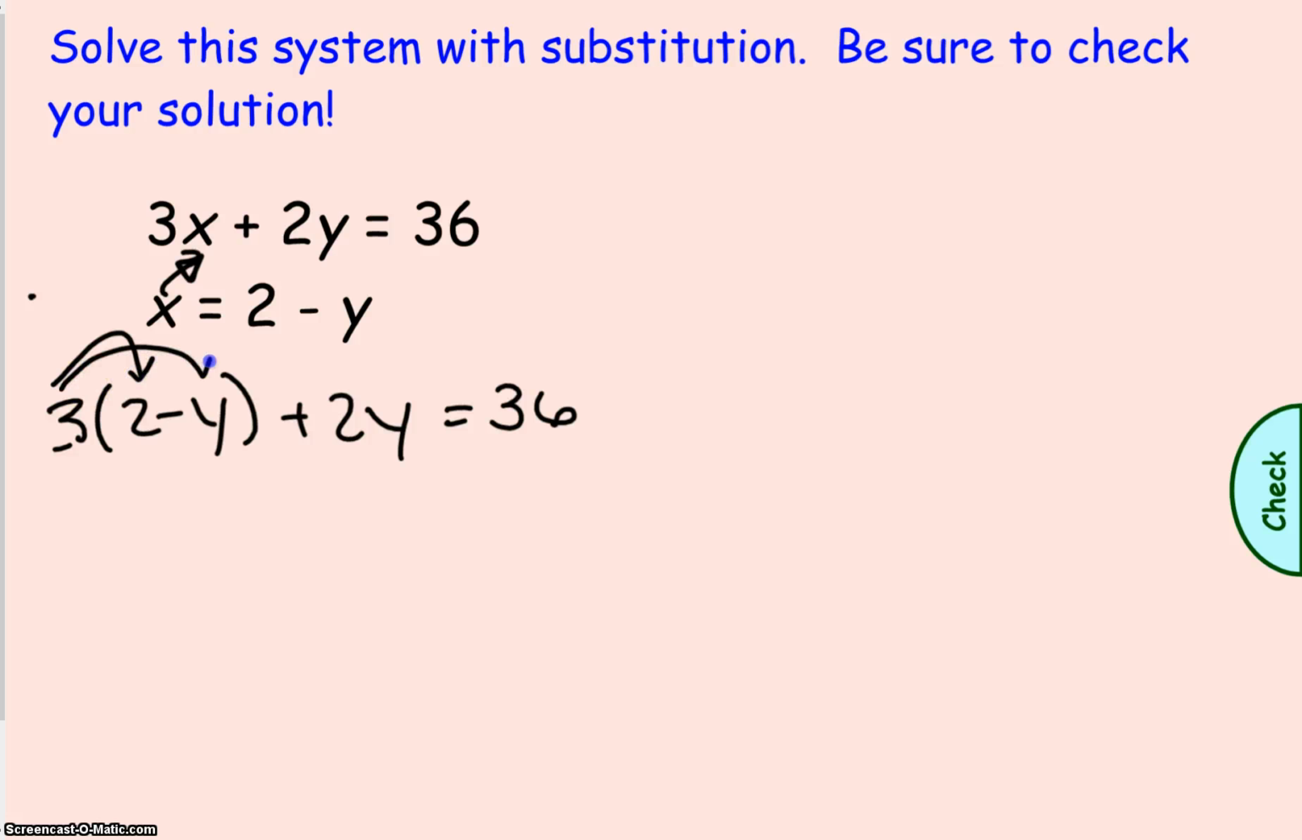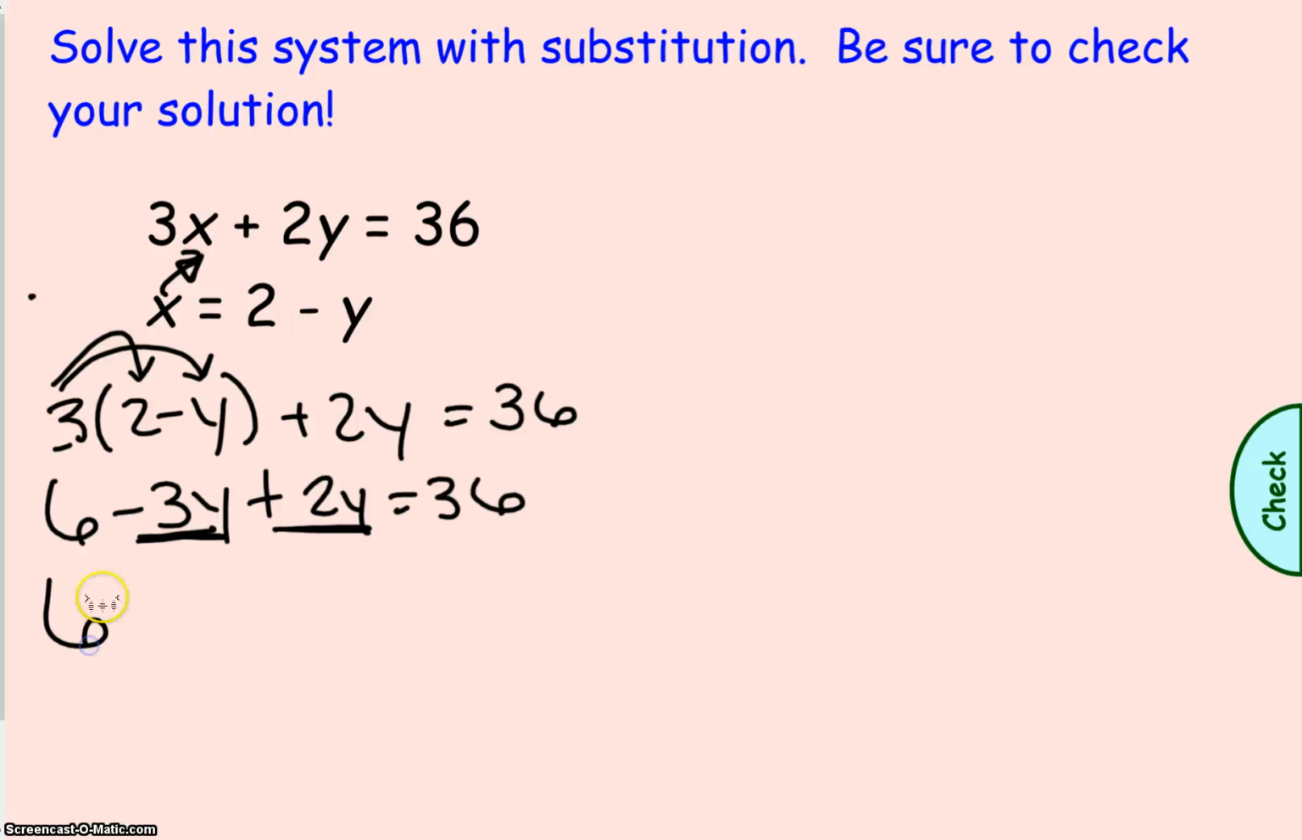Before I can do anything, I have to do the distributive property. So 3 times 2 is 6. 3 times negative y is negative 3y plus 2y equals 36. You'll notice that these are on the same side of this equal sign, so all you have to do is combine like terms. So 6, negative 3y plus 2y is negative 1y equals 36. So I'm going to minus 6 here, minus 6 here.